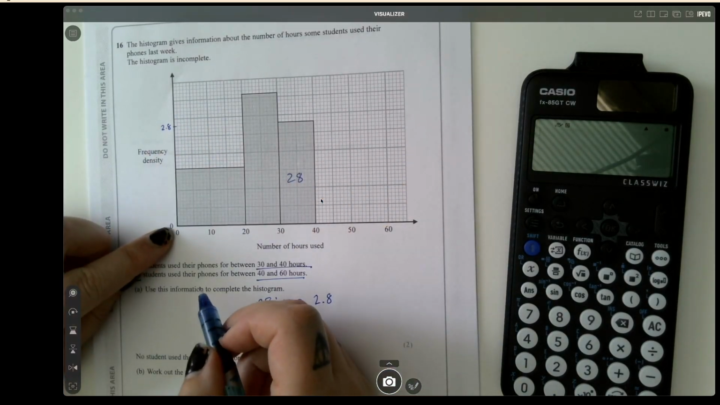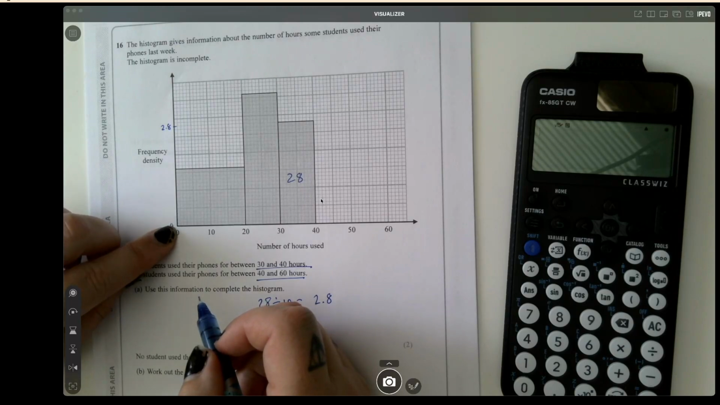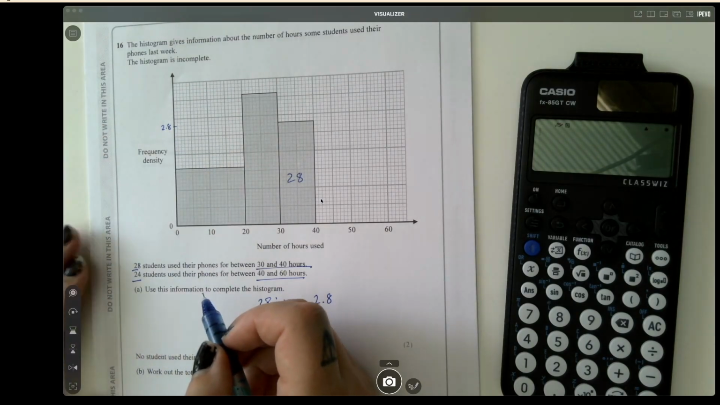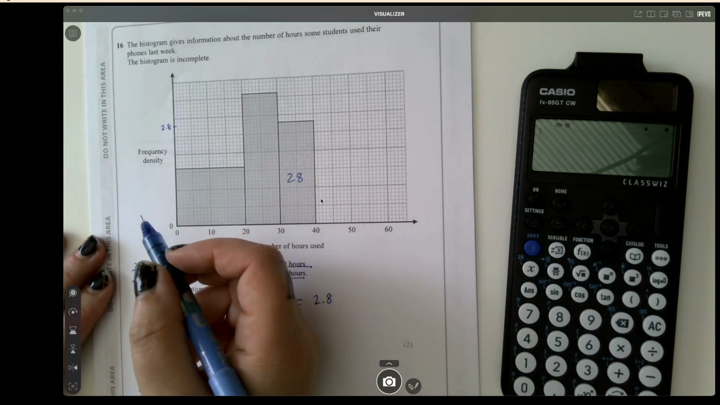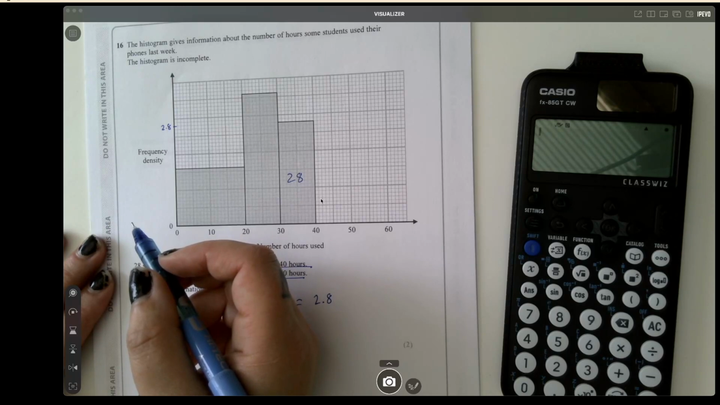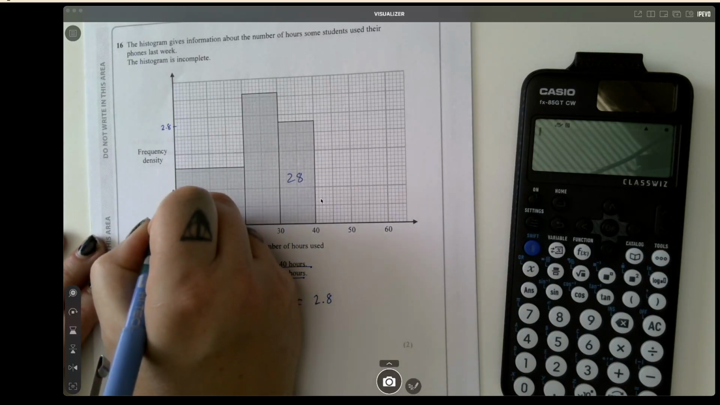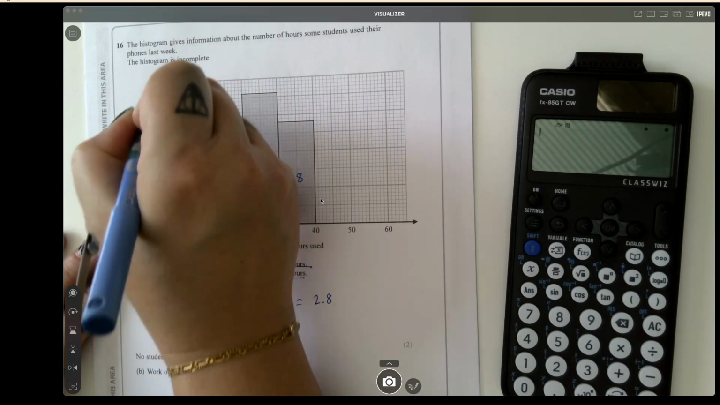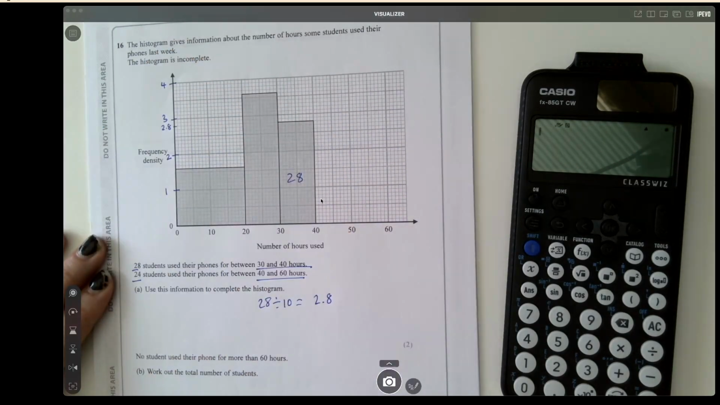So if that's 2.8, let's see if we can figure out what this scale goes up in. So we've got 10, 20, 28 small squares there. So there's 28 small squares. Each small square must be 0.1. So that means that is 1, that is 2, 3, and that would be 4.